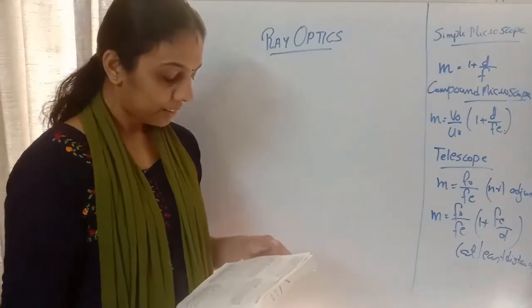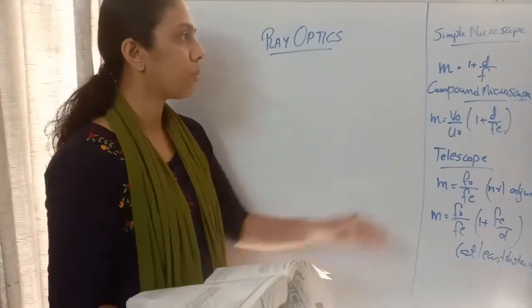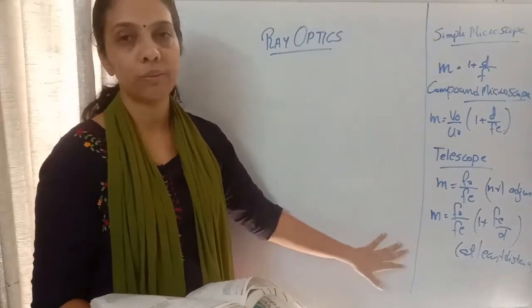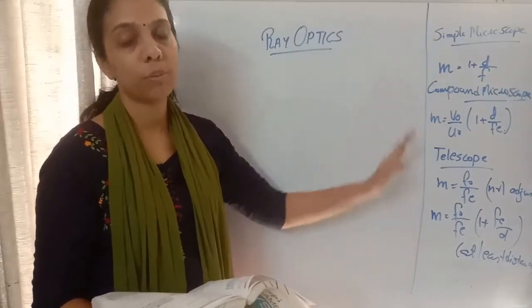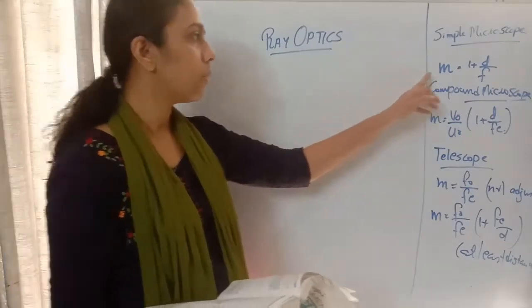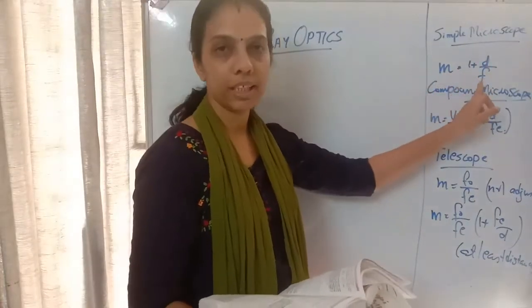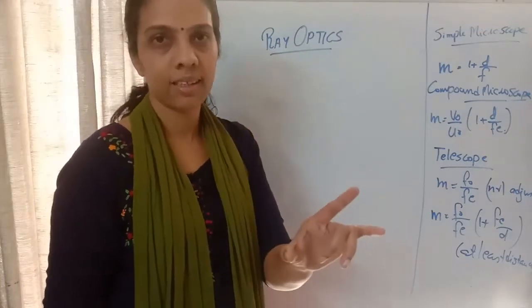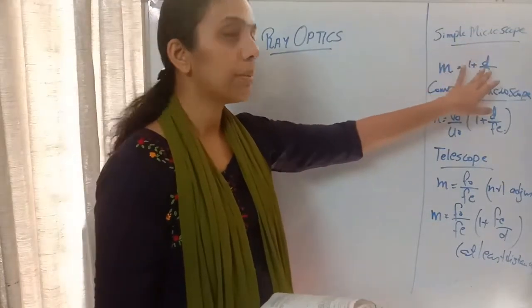So these are the important formulas. Usually, all the questions will be asking only about the magnification. For the simple microscope, m equals 1 plus d by f. In a simple microscope we will be using only one lens, okay? Here it is 1 plus d by fe.